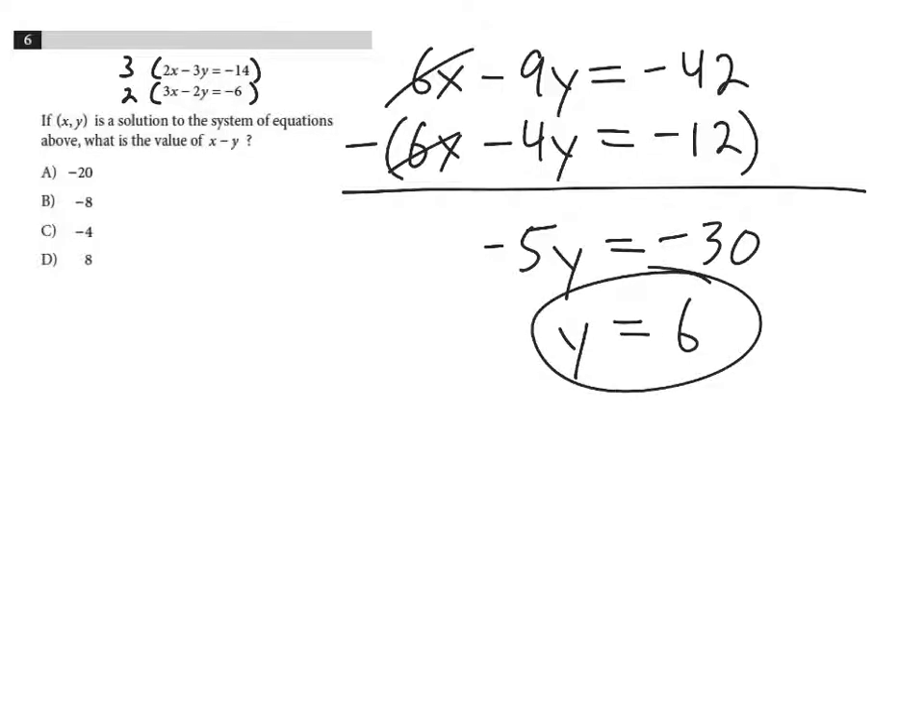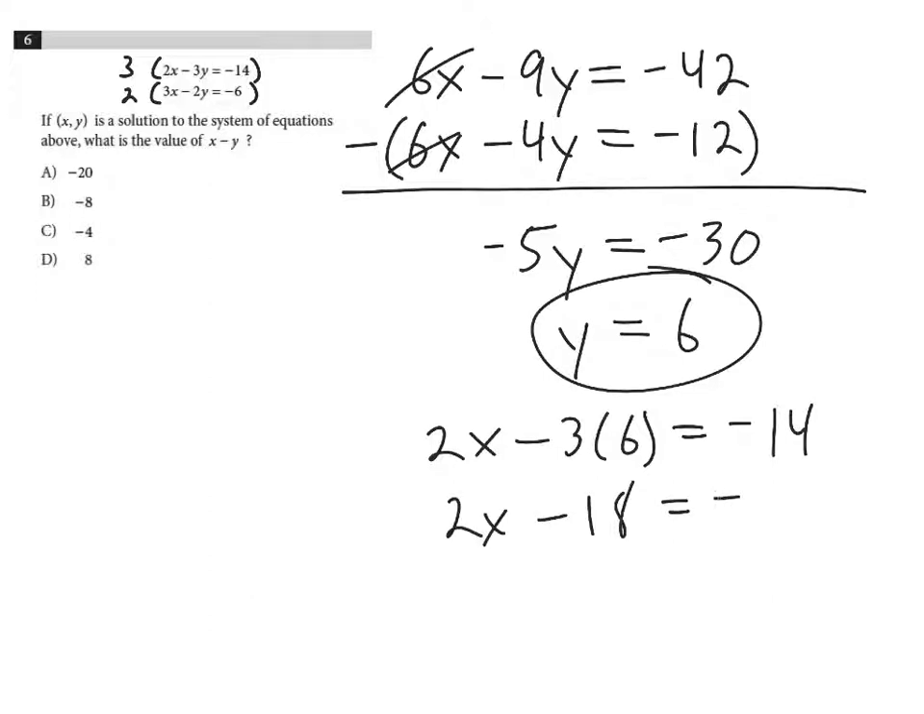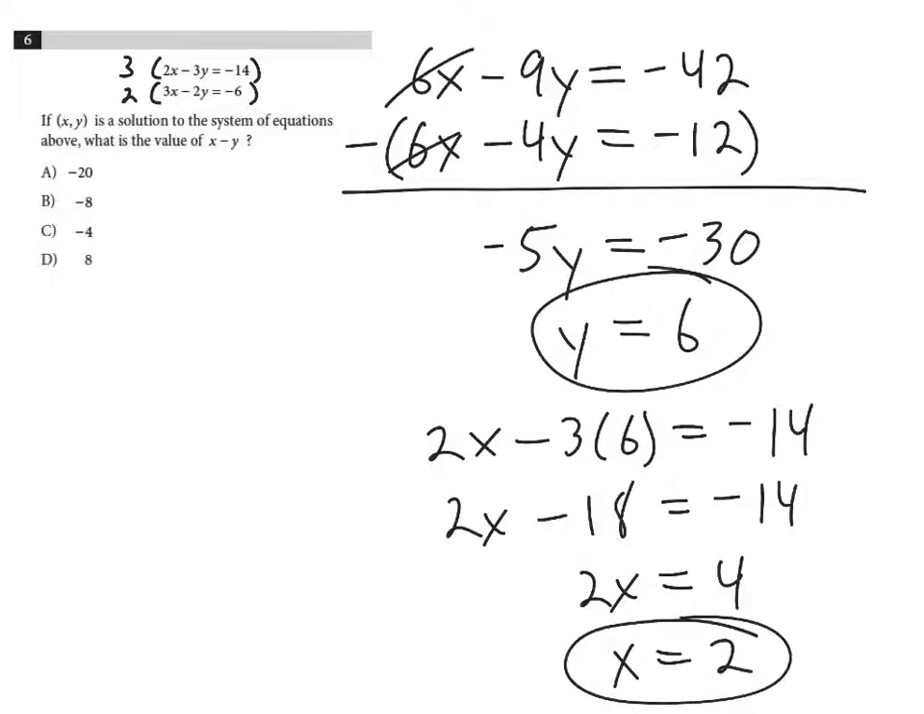Okay, now to figure out what x is, I'm just going to plug that back into one of my equations. So I'm going to pick the first one. 2x minus 3 times 6 equals negative 14. Okay, so that's 2x minus 18 equals negative 14. So for 2x, I'm going to add 18 to both sides. I'm going to get positive 4. X must equal 2. Okay, and we're looking for x minus y, so that's going to be 2 minus 6, negative 4.